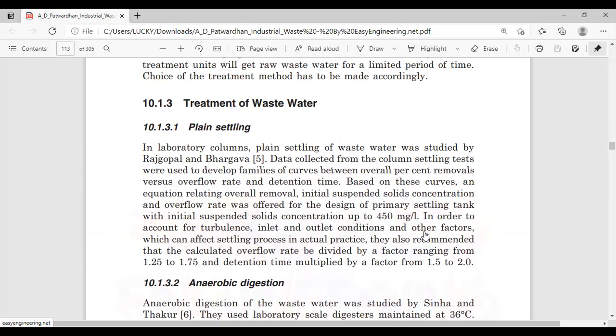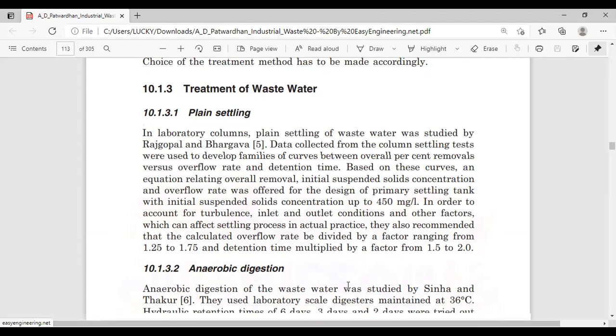In order to account for turbulence, inlet and outlet conditions and other factors which can affect the settling process in actual practice, they also recommended that the calculated overflow rate be divided by a factor ranging from 1.25 to 1.75 and detention time multiplied by a factor from 1.5 to 2.0. The next step is anaerobic digestion.